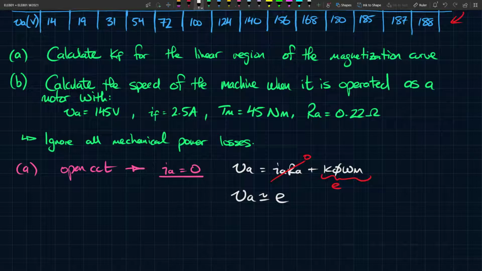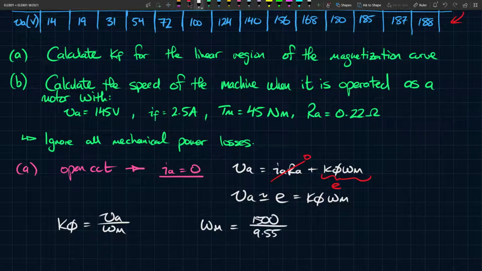And so if VA is equal to E, which is K phi omega M, we can determine what K phi is using omega M, and omega M is given to us in the question. So we're going to rearrange this and say that K phi is equal to VA over omega M. But you'll notice the question gave us the speed in RPM, and omega M is angular velocity. So you have to first convert it: you take 1500 and divide by 9.55 to convert it from RPM, and that gives you 157.1 radians per second.